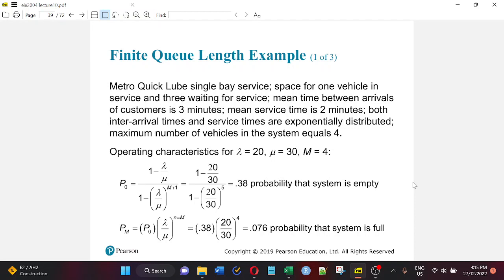This is a single bay service. They have space for 1 vehicle in service and 3 waiting for service, and the mean time between the arrival of customers is 3 minutes, and the mean service time is 2 minutes. Both inter-arrival time and service time are exponentially distributed, and the maximum number of vehicles in the system equals 4. So M is equal to 4 in this case, and this is when you have to be careful. The arrival rate is not 3 and the service rate is not 2.